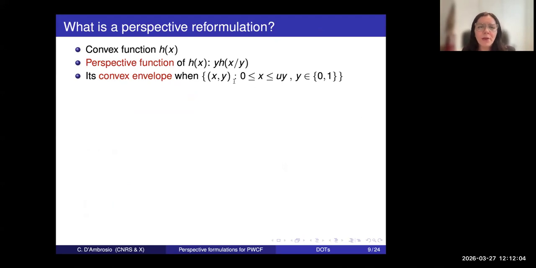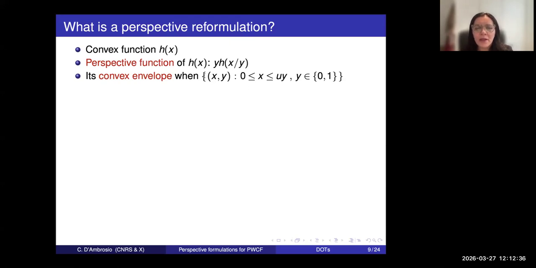In particular, I will have just one slide on perspective functions and reformulations. Here I have a different notation just because it's an independent slide. Suppose that we have a convex function h of x. We define its perspective function as the function obtained like this, where y is a binary variable. So we pre-multiply h by y, and then we divide the argument of h by y.